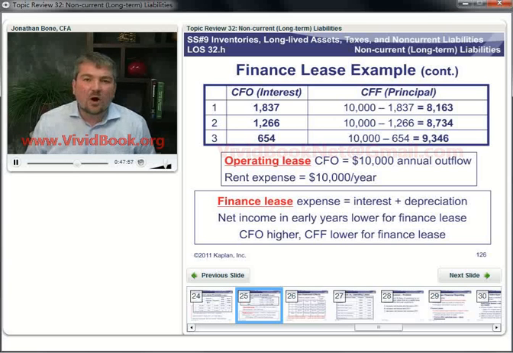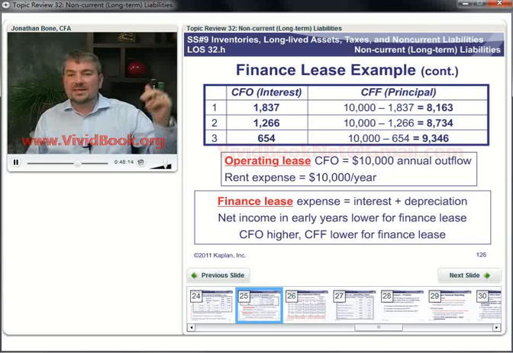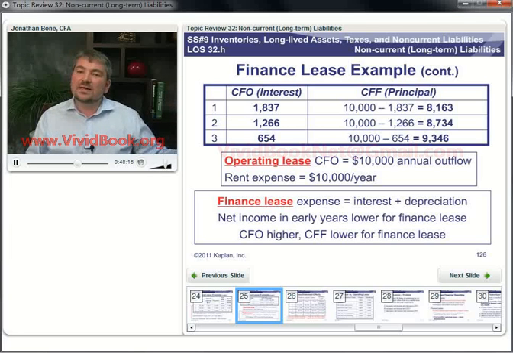Now, compare that to an operating lease. Under an operating lease, every time you make a payment, down goes cash by 10,000, and it all goes through cash flow from operations. So there's no split of interest and principal. The accounting treatment is that a rental expense of 10,000 would appear in the income statement in your sales, general and admin, if it was to do with your day-to-day running of the business. If it was leasing an asset to do with the production of your goods, it would go through your cost of goods sold. So be aware the full 10,000 is taken through CFO under an operating lease.